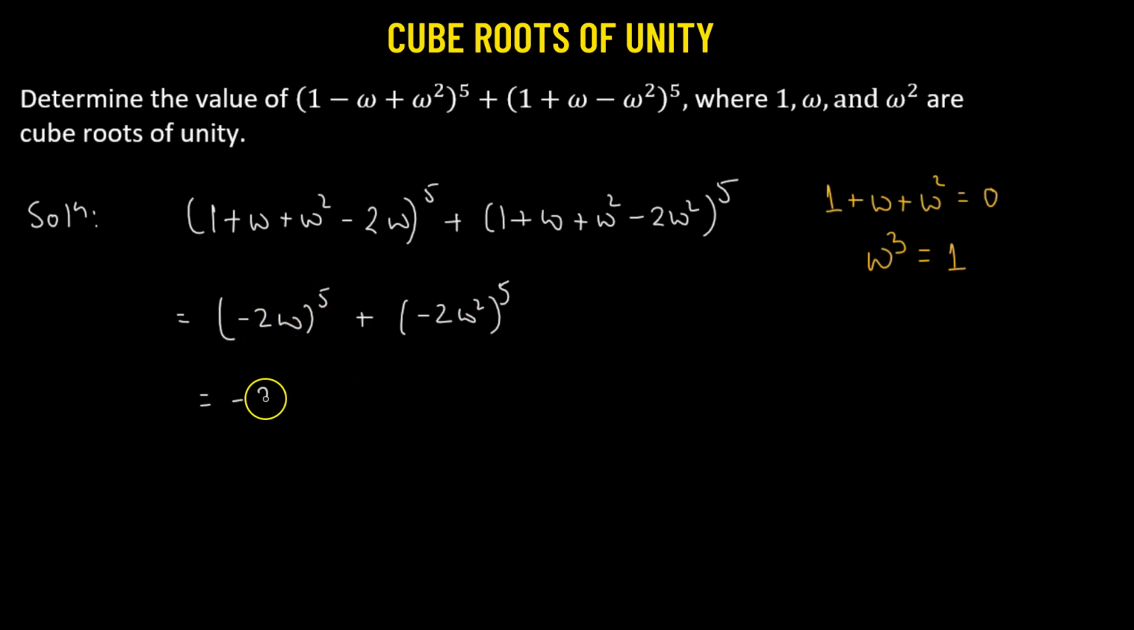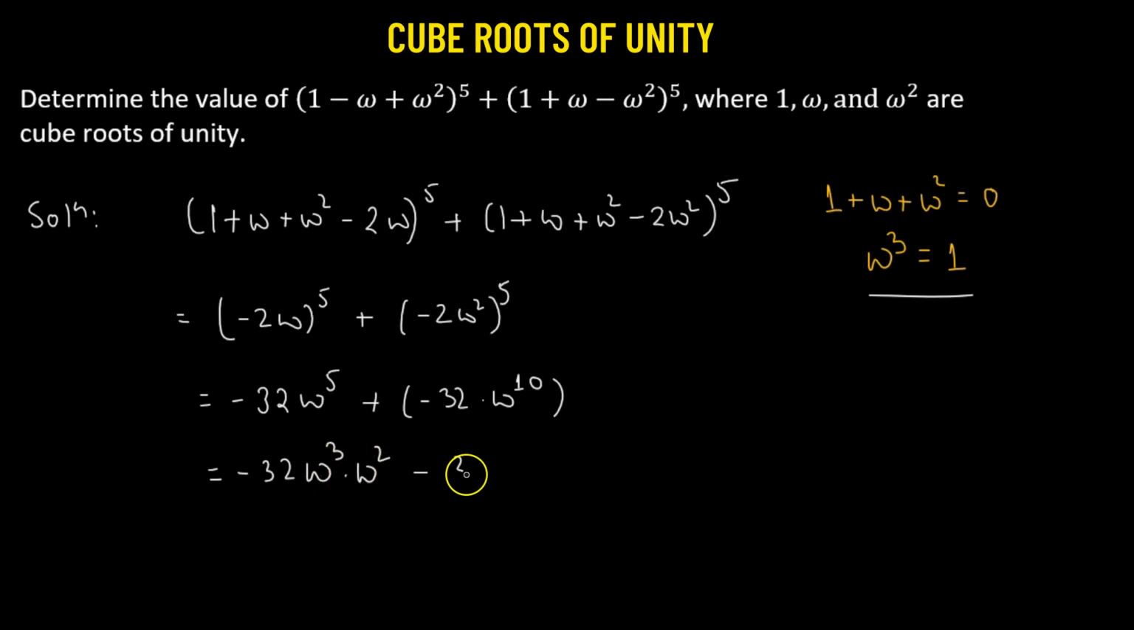So this is going to be negative 32 omega raised to the power of 5 plus negative 2 raised to the power of 5 times omega squared raised to the power of 5. So this will become negative 32 times omega to the power of 5 plus negative 32 times omega squared raised to the power of 5. The exponents get multiplied to give us omega raised to the power of 10. Now, for omega raised to the power of 5, we can rewrite it as omega cubed times omega squared. It will mean the same thing. Minus 32 times, now we have omega raised to the power of 10.